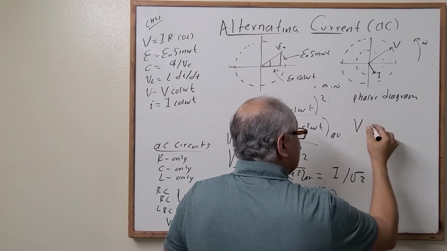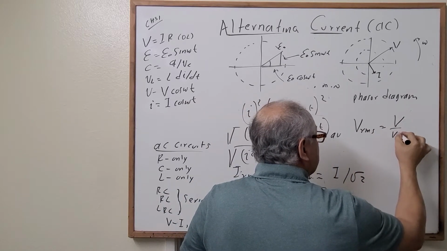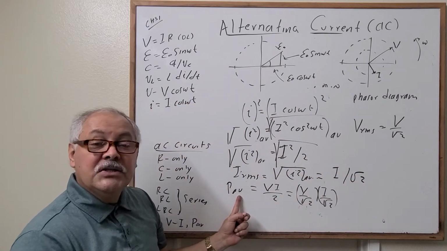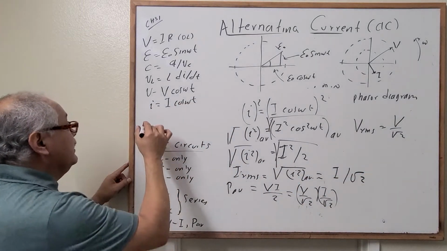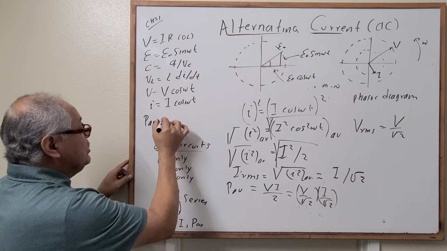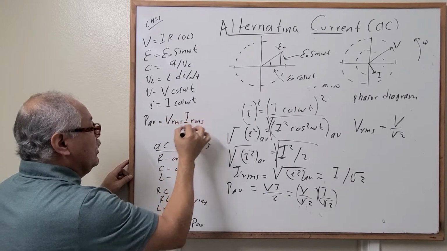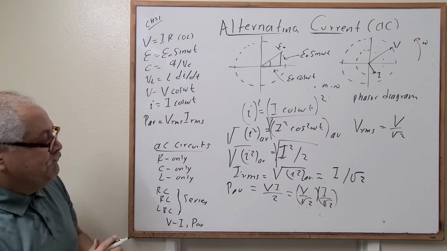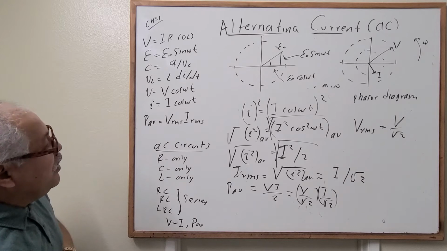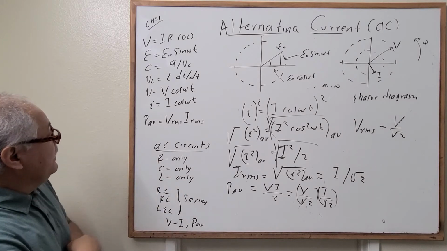And the same thing happens to the voltage because they have the same function, cosine, right? We'll find also that the root mean square voltage is equal to the maximum divided by square root 2. This is also related to the average power. So the average power can be represented also as the root mean square voltage times the root mean square current. Correct? Perfect.